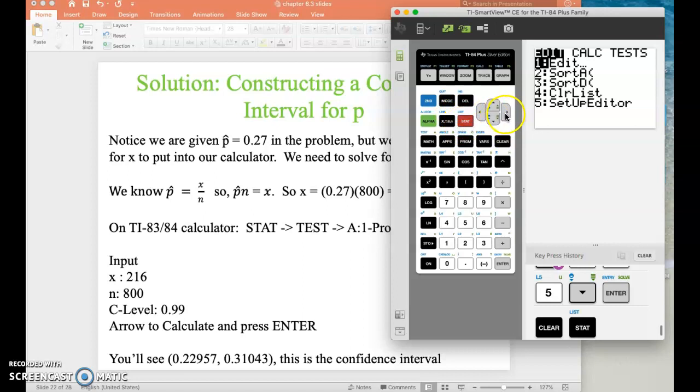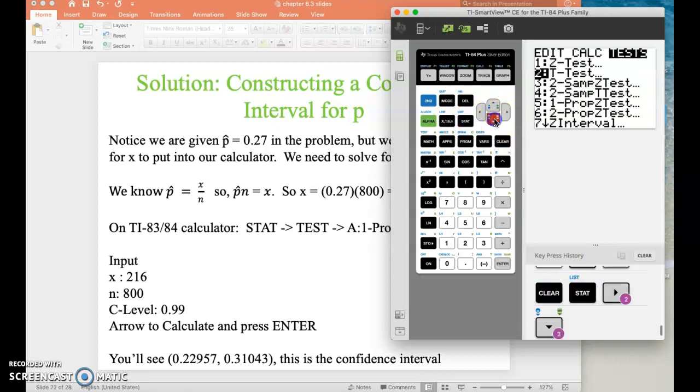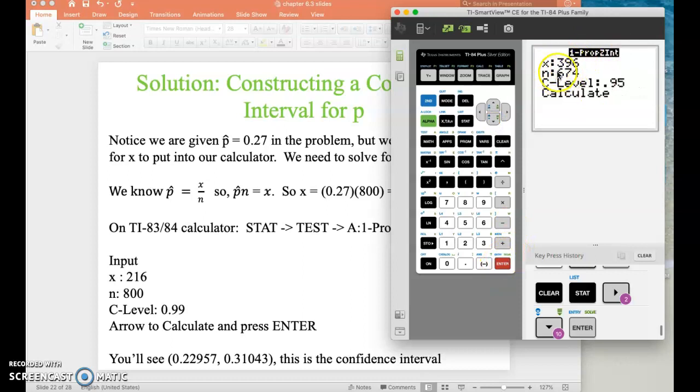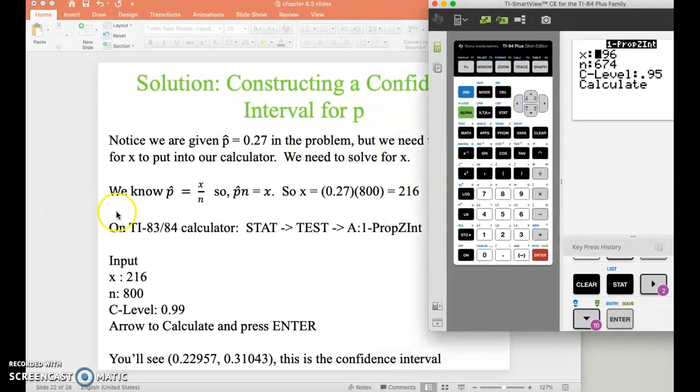So if I go stat and then over to test and then arrow down to 1-PropZInt and press enter, notice the first thing I need to enter is x, but I don't have an x value. All I have is my p hat. So the first thing we need to do is solve for x. We know p hat equals x divided by n, and if I multiply n times p hat, I'll end up with x. So x equals p hat, which is 0.27, times n, which is 800, which gives me 216 for my value of x.